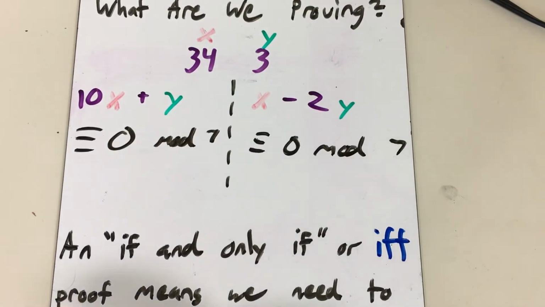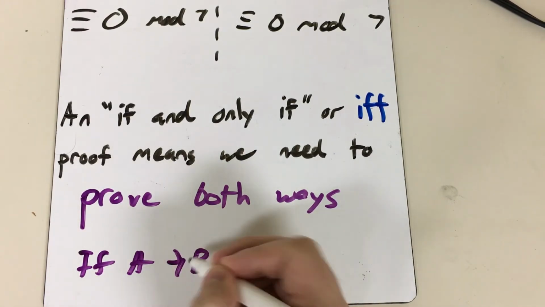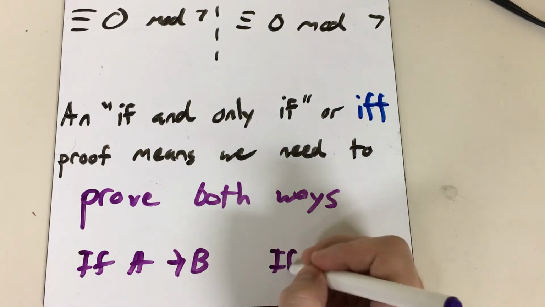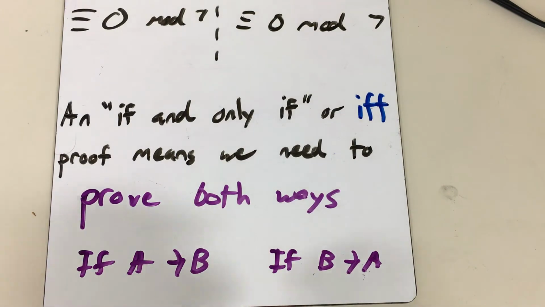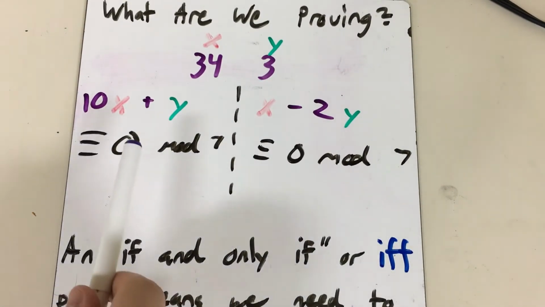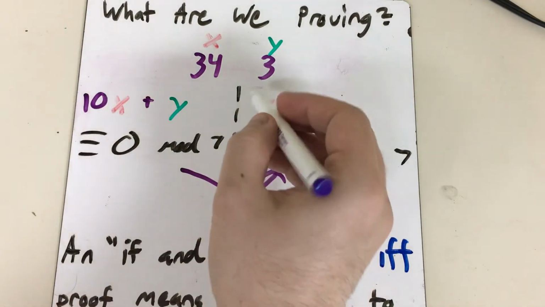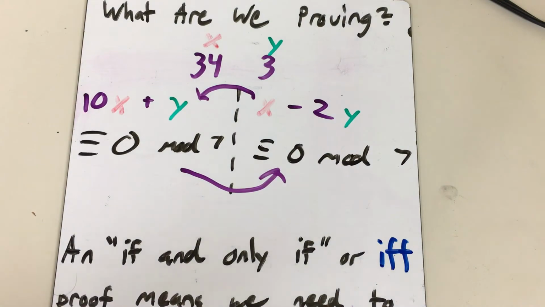We need to prove that if the left statement is true, then the right statement is true, and also that if the right statement is true, then the left statement is true. So this proof is going to have two parts. One part, I'm going to start here and end up over here. For the other part, I'm going to start over here and end up back here. So that's essentially where this proof is going. So let's go ahead and start with the actual proof.